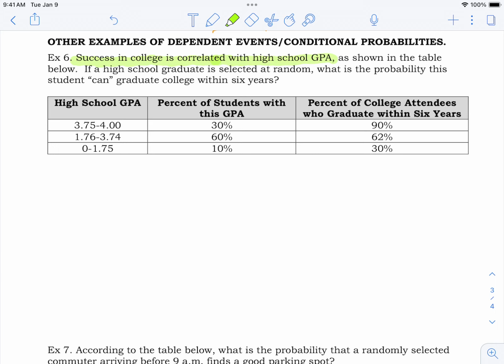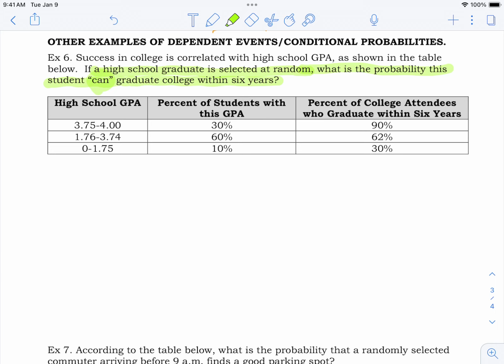Anyway, it's correlated with high school GPA, and I'm going to say that this data is correct. It's my approximation, but I approximated it by doing a bunch of Googling, so it can't be that far off. Okay, so let's just assume this table is good. So the question is, if we just go and select a high school graduate at random, just one, what's the probability that this student can graduate within 6 years?